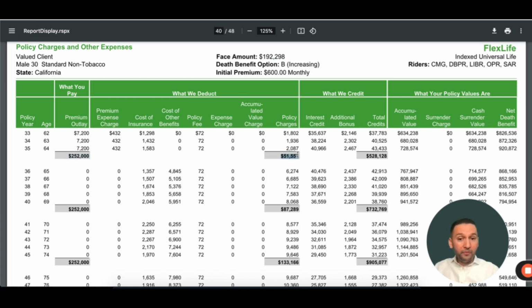$50,000 of that went into fees, which purchased you your life insurance, which I think is a great trade. Now, $50,000. Here's the question: is that a lot? Well, my question is, compared to what, right?